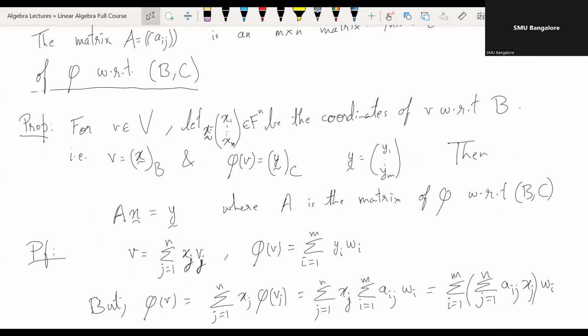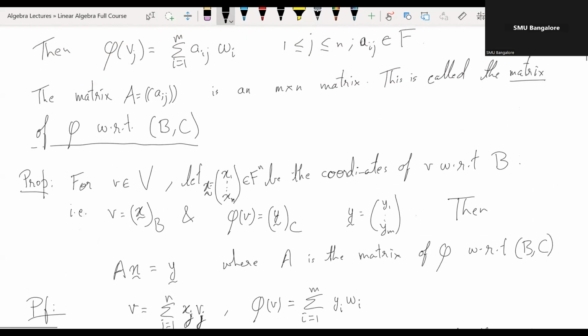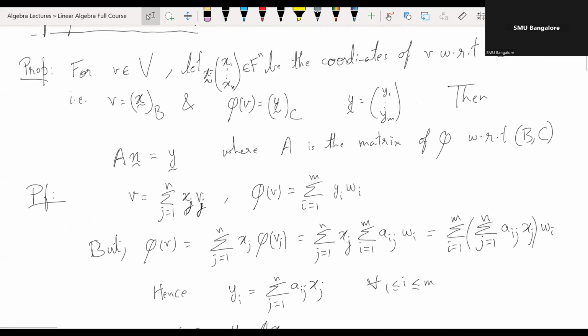So if v is summation xj vj, then you apply phi to this first equation. Then phi v becomes summation xj phi vj. But phi vj is given by the definition of A. So phi vj we know is summation aij wi. So we just encode that.